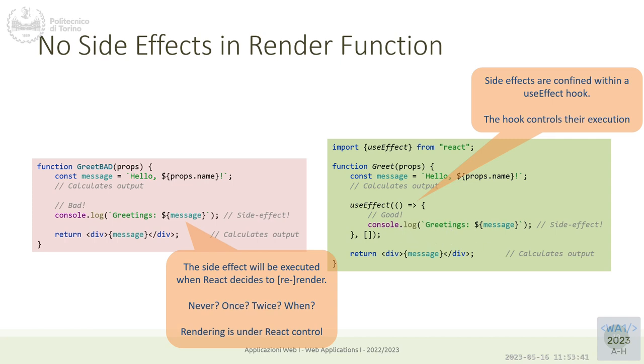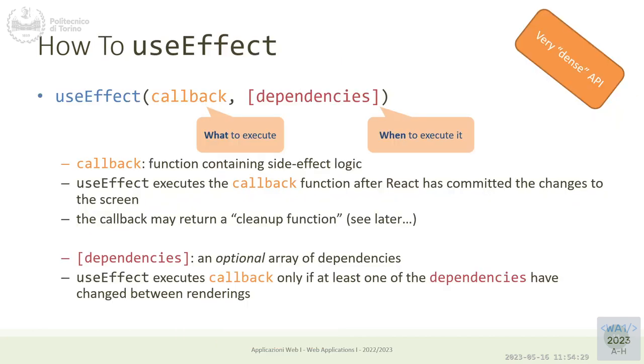Then the question is, when is this code actually run? Does it run only at the mounting of the component, at the unmounting, at every update, only on some updates? Since the updates are not under our control, and side effects can do something, maybe change data on the server, we need to be able to control when the callback is executed. And this can be done through the second parameter of useEffect, which is an array of dependencies that can be configured to specify when the callback needs to be called. And then we see all the possibilities.